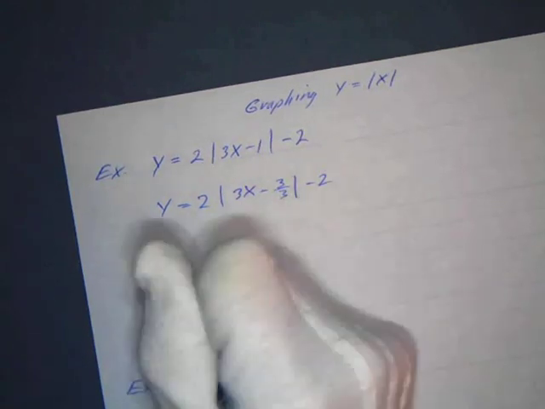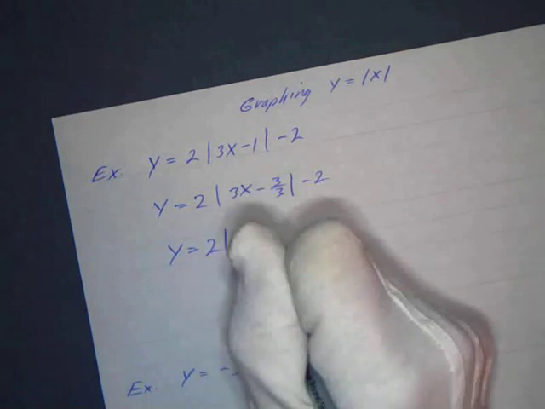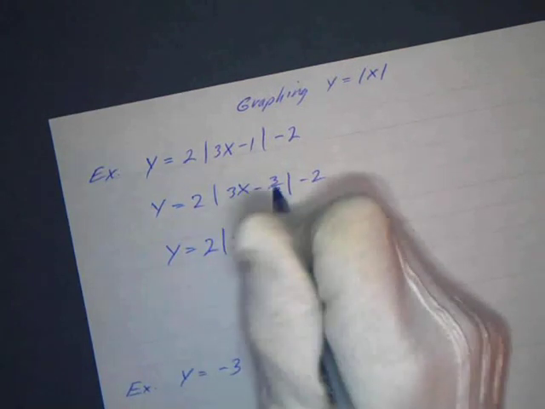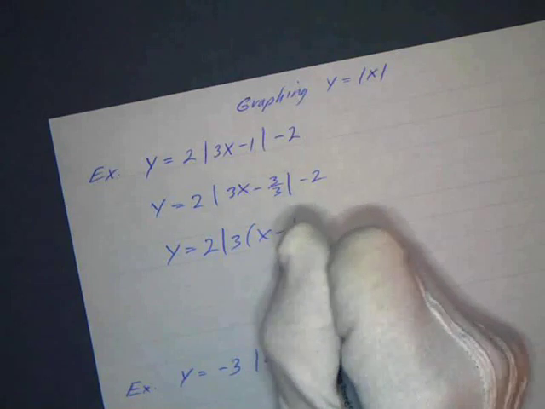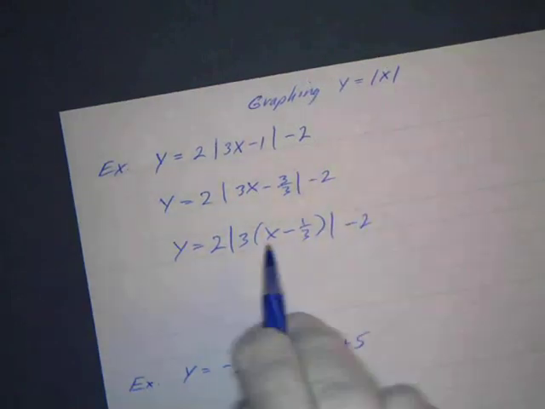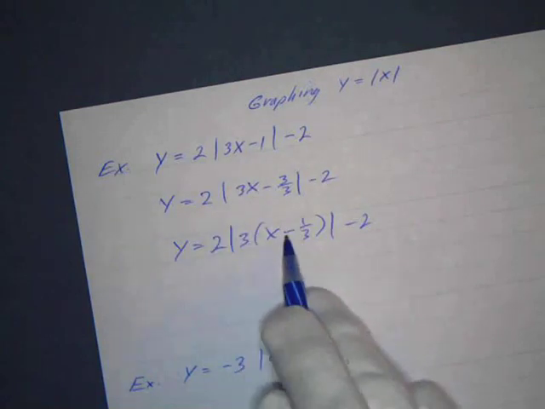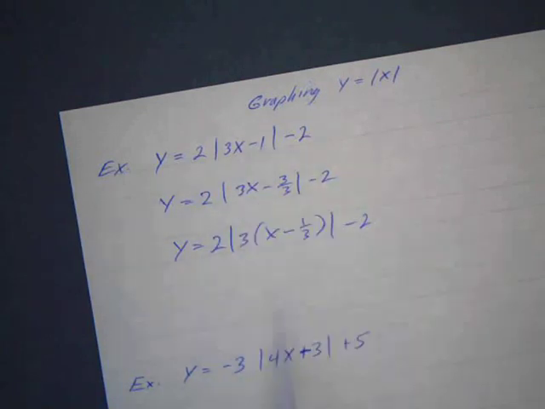Then I can factor that 3 out, so I have y equals 2 times the absolute value, and I'll take the 3 out of both. What's left in the first term is x, and what's left in the second term is 1/3, minus 2. And then always check it. 3 times x is 3x, and 3 times negative 1/3 is negative 1, so that checks out. So we're okay. Same thing, just different form.